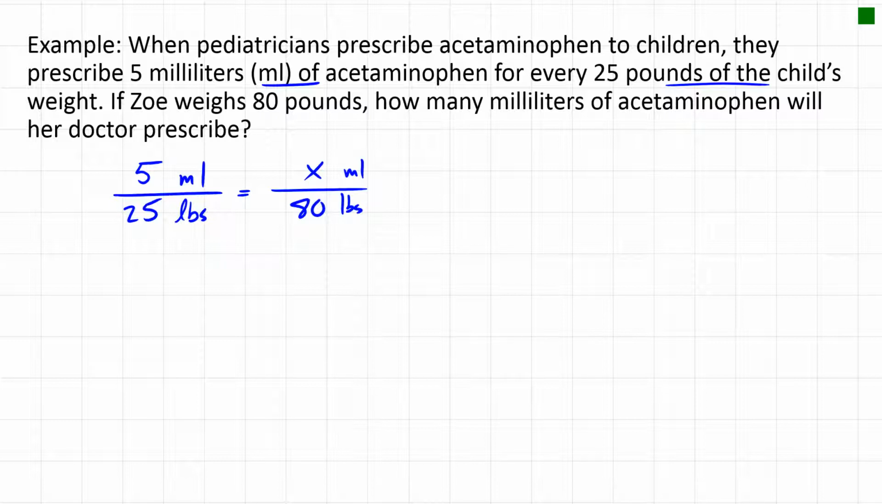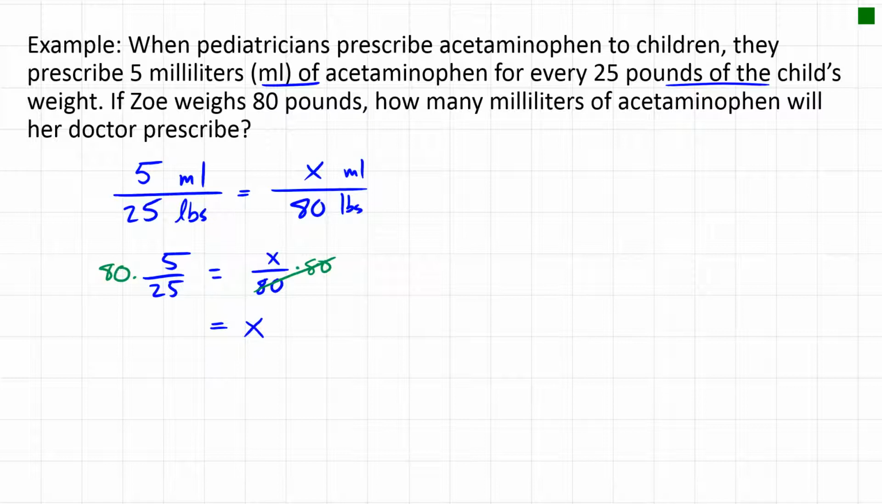So I'm going to rewrite it without the units. 5 over 25 equals x over 80. And now you can use any method that you like to solve this. For many of our rational equations, we would multiply by the number that would eliminate the denominator completely. So we could take that tactic. Another option is just to isolate the x on the right-hand side. If we multiply each side by 80, then we cancel the 80s on that side and we're left with x.